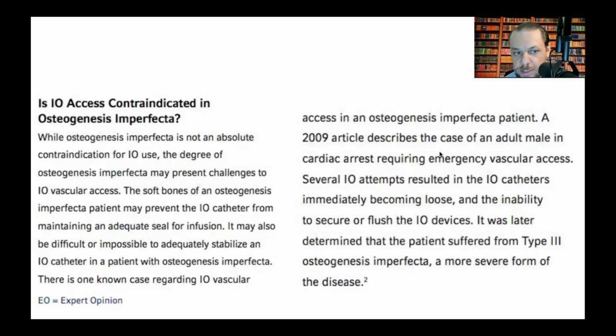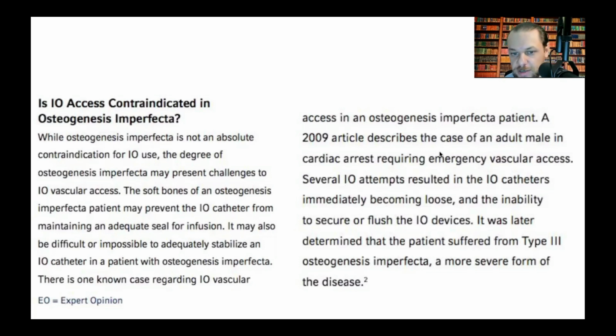Yes, correct. So here, this was from the manual from the EasyIO. They basically say if a patient has osteogenesis imperfecta, I'll show you exactly what this disease is, it's not an absolute contraindication. Absolute contraindication means you absolutely cannot start this procedure. So that means it's relative. It means upon your assessment, you may or may not go with this.